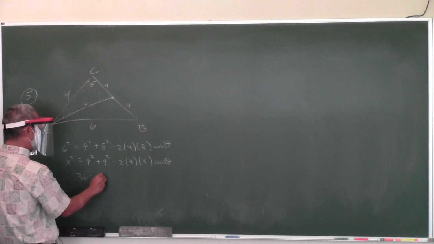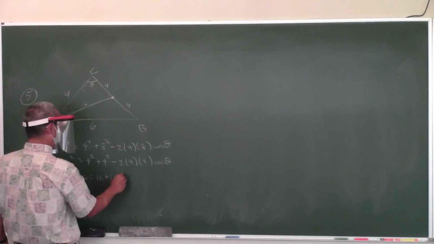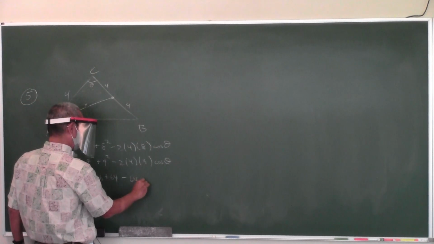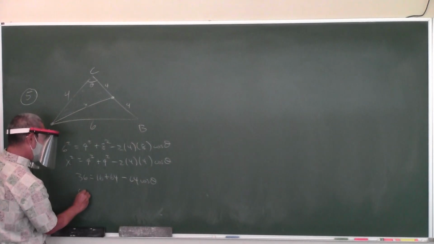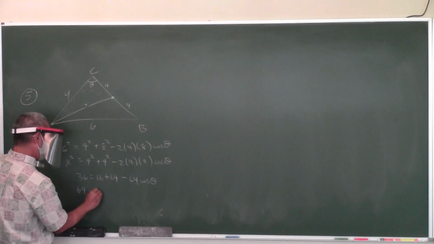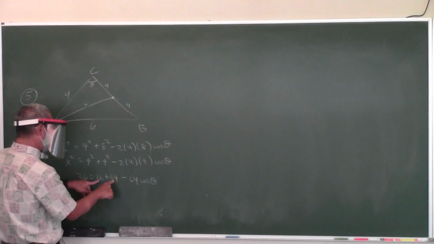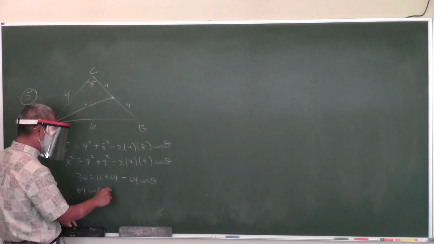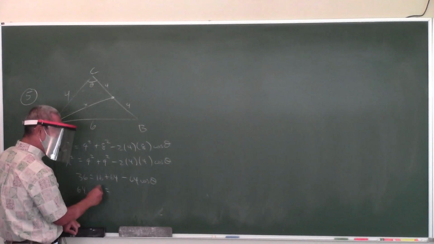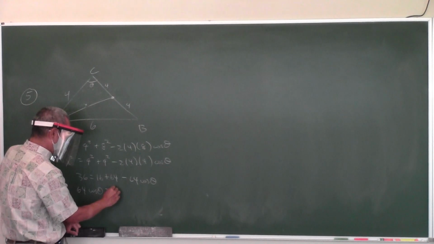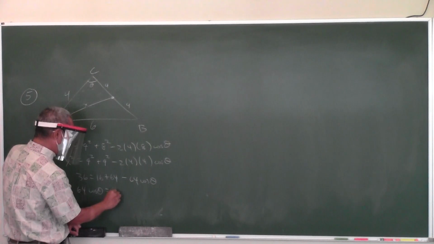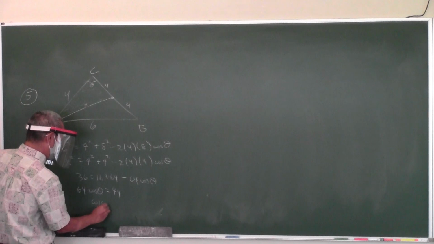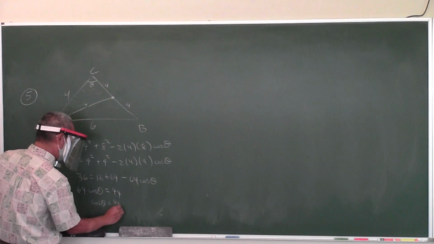36 is equal to 16 plus 64 minus, what is 8 times 8? 64 cosine theta. So 64 cosine theta is equal to 80 minus 36. 80 minus 36 is 44. Is that right? Oh yeah, it is right. So therefore cosine theta equals 44 over 64.